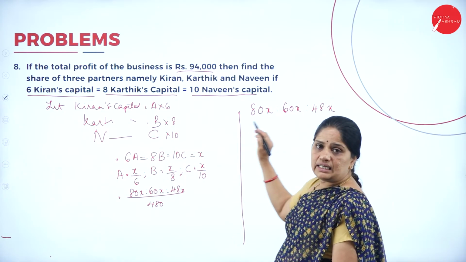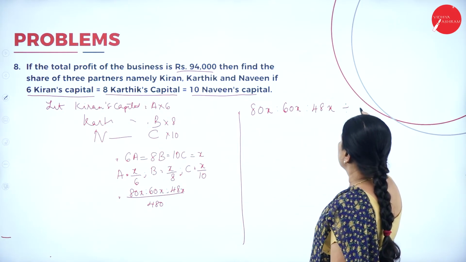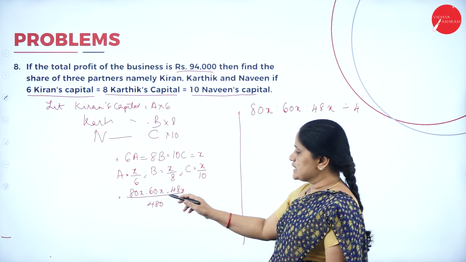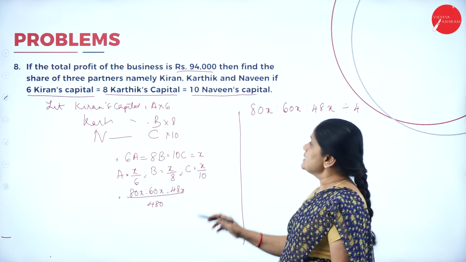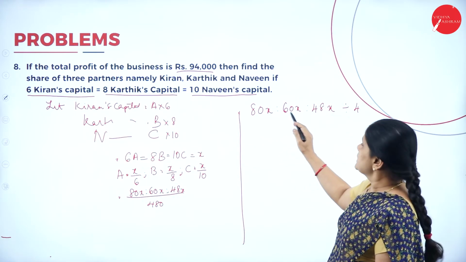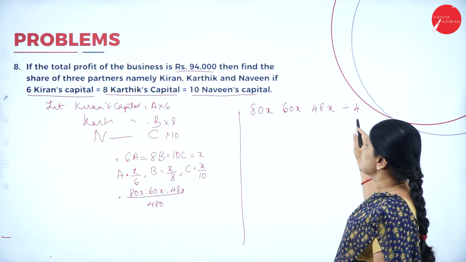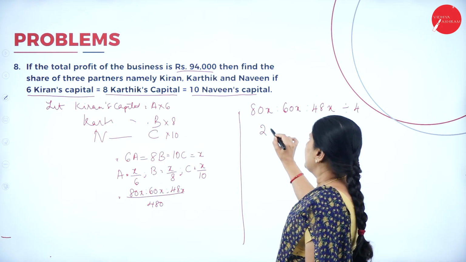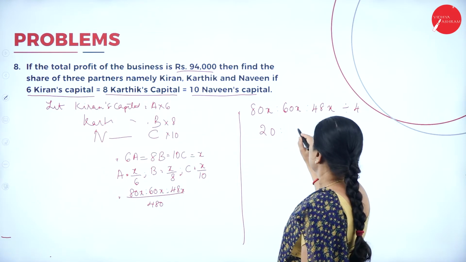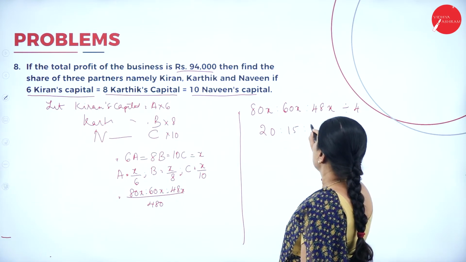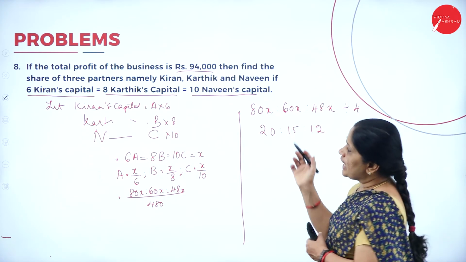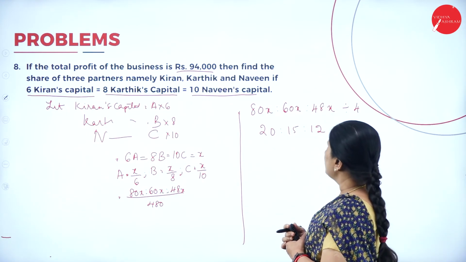Now this entire ratio I will divide by 4. I have written this as 80x is to 60x is to 48x, divided by 4. Now, when we divide it by 4, I get 20 is to 15 is to 12. Now, this is the ratio in which we have to divide this total profit.